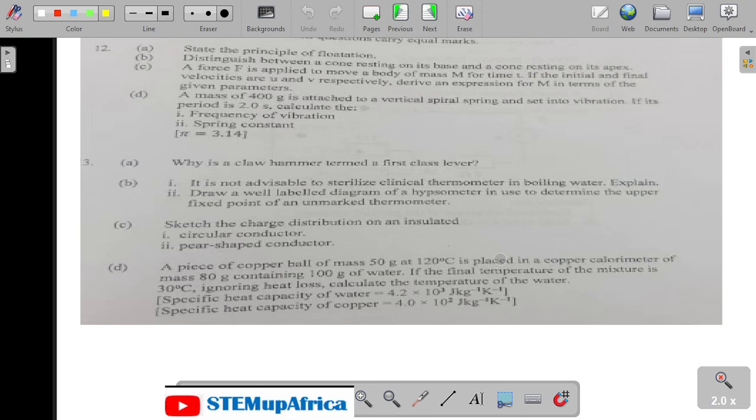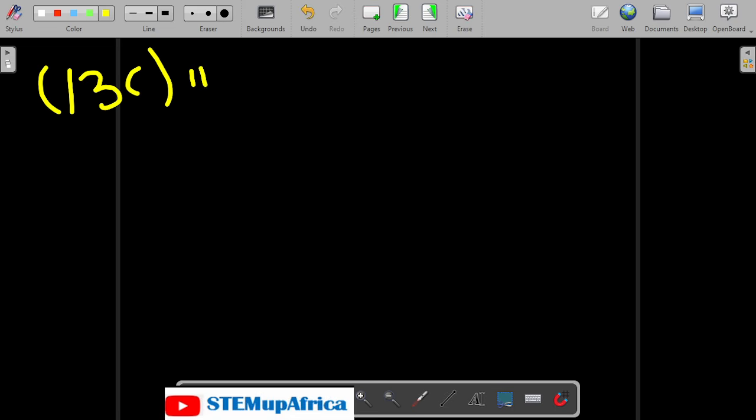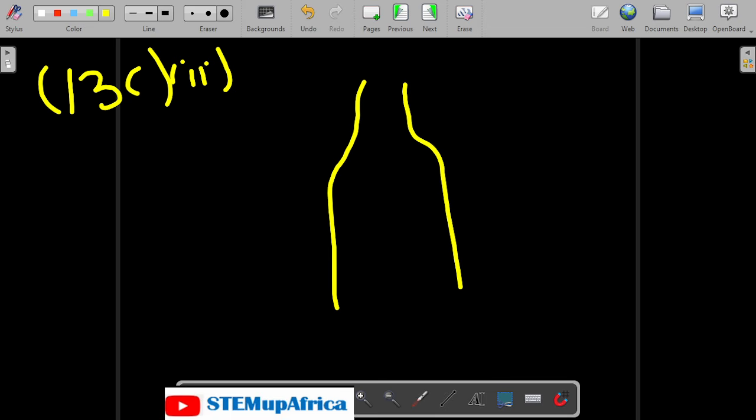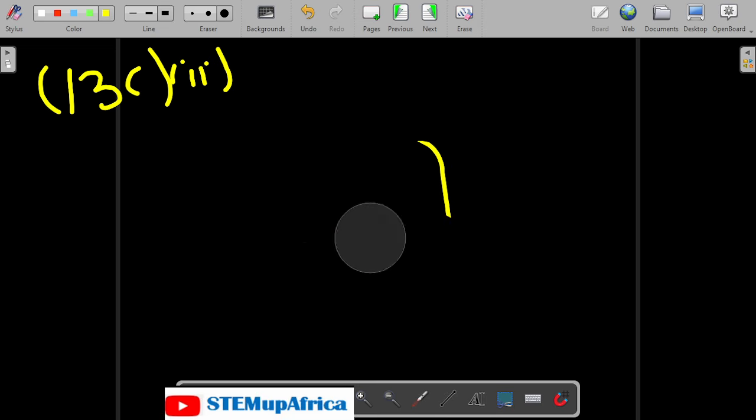So let's see. Now we've got 2. It said pear-shaped conductor. You know pear? That pear avocado that you eat, it has a particular shape. So let's see. 13C, and now we got 2. So the pear has something like this. How a pear looks like. Okay, let me redraw it. Make sure you have a neat drawing.